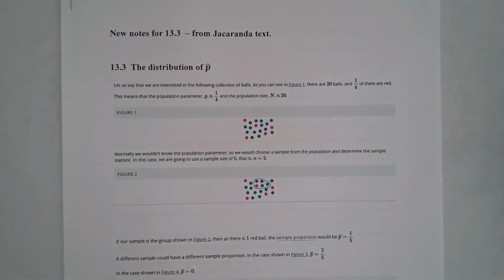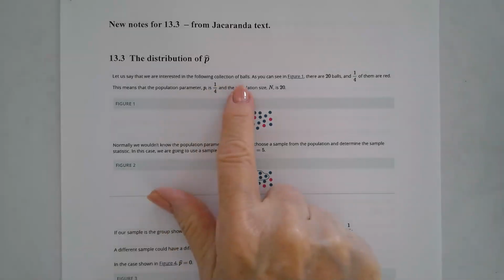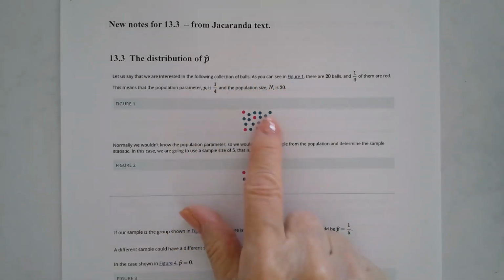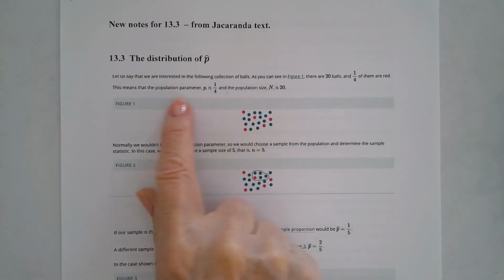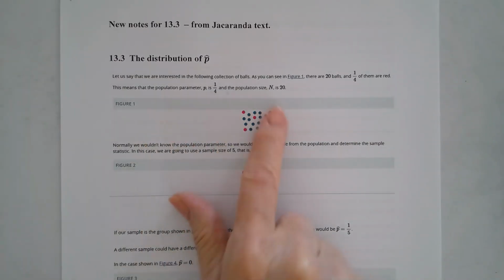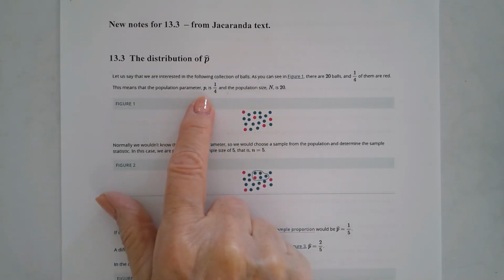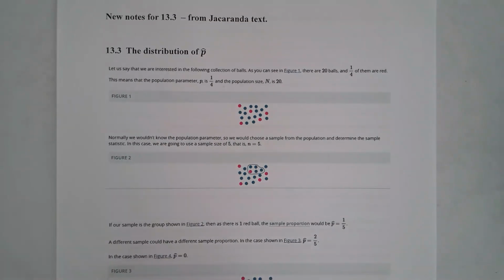It says, let's say that we're interested in the following collection of balls as you see in figure 1. There's 20 there, and a quarter of them are red. That means that the population parameter, P, is 1/4. We knew that before we started doing this, right?